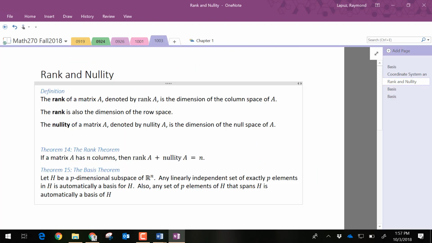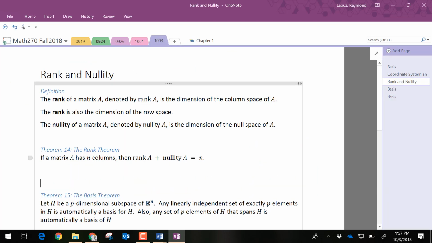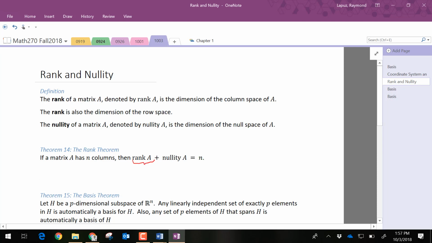So I think that's an interesting note if we just remember that the rank is the dimension of the column space, and it is going to be the number of pivot columns. And the nullity is the number of free variables. Free variables come from columns, and then your n is the total number of columns.